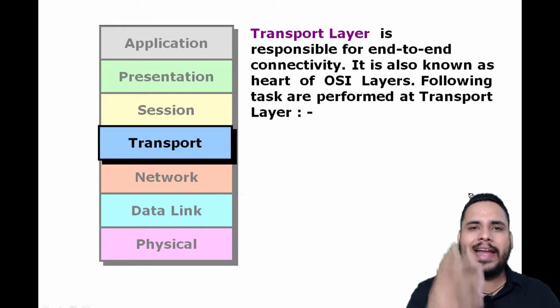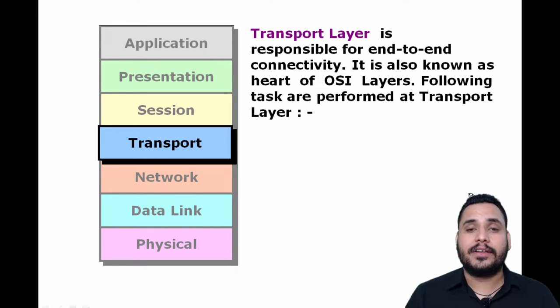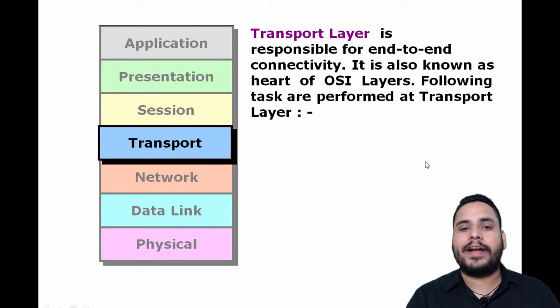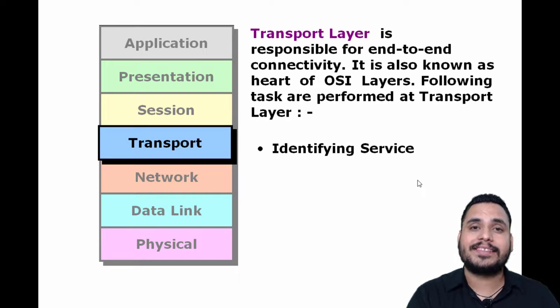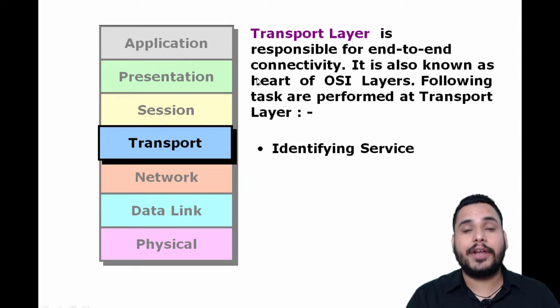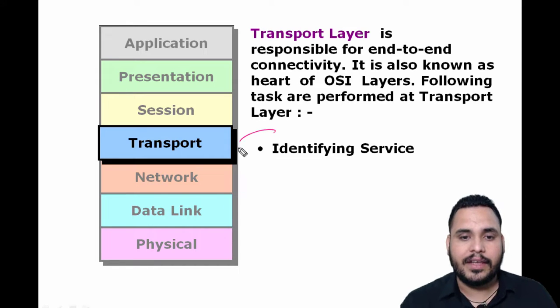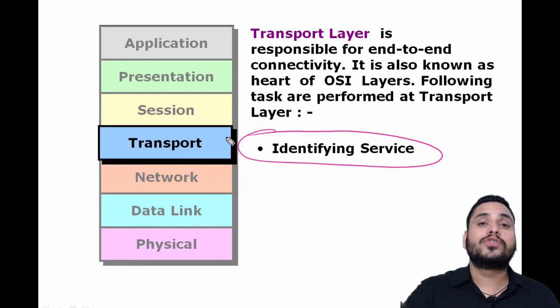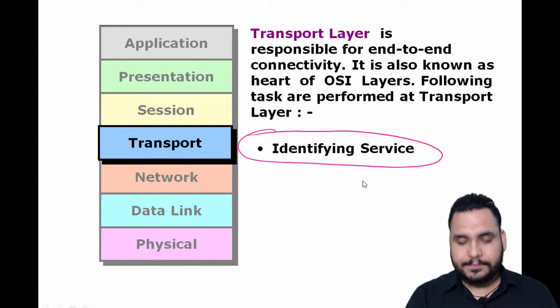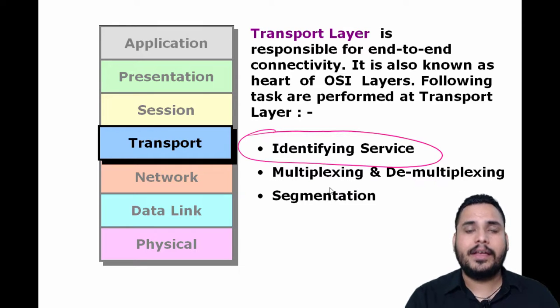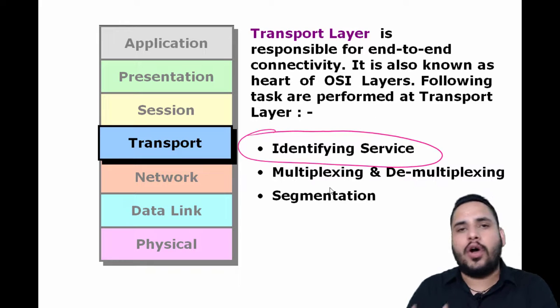Okay, so there are many tasks performed by the transport layer, and they are very important. The first task is identifying services. In the application layer we discussed that it is used to provide network services, but the transport layer is used to identify the networking services, like which service is used for which purpose. After that, this layer also works on multiplexing and demultiplexing, and also segmentation of data.